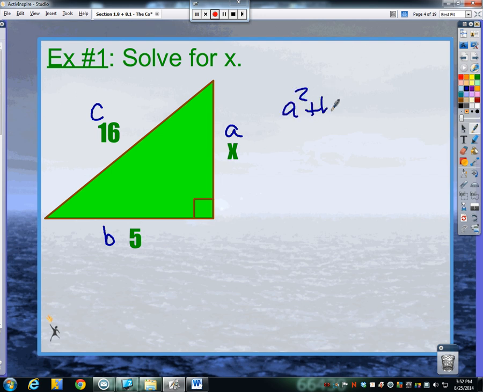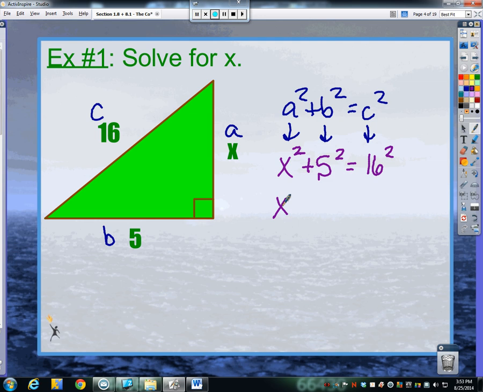So if I write out the Pythagorean theorem, a squared plus b squared equals c squared, and now I'm just going to substitute in. This isn't entirely necessary, you could start with the first thing I'm about to write here. So a is my x, so it'd be x squared, plus the b is what I call 5, so 5 squared equals the c was my 16, 16 squared. Now, the next thing I'm going to do is a little bit of simplifying. I can't do anything with x squared, but I know 5 squared is 25, and 16 squared is 256.